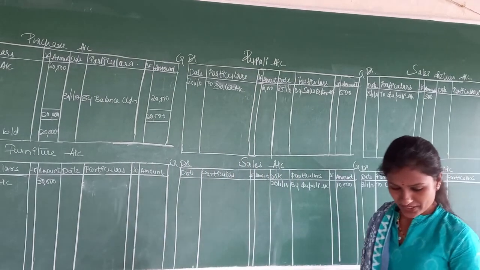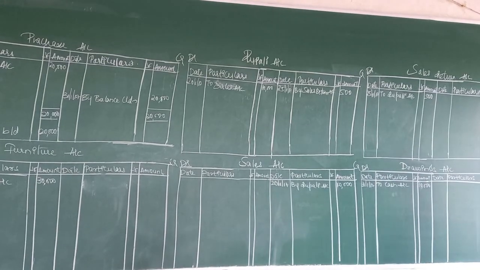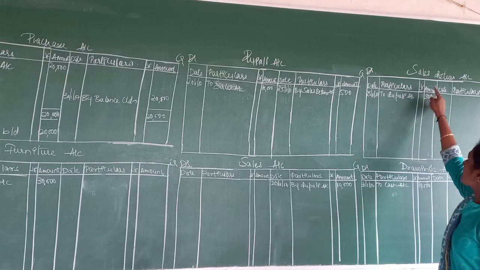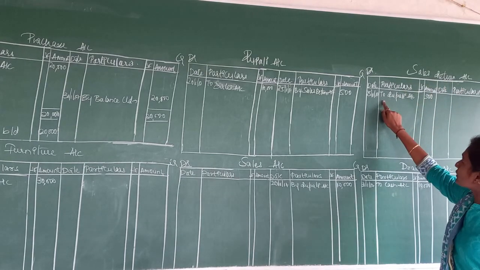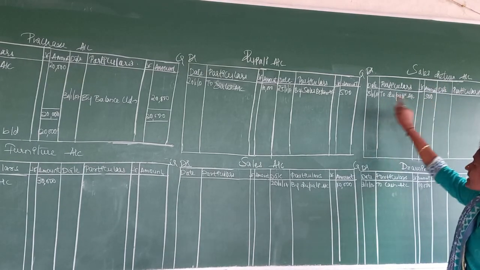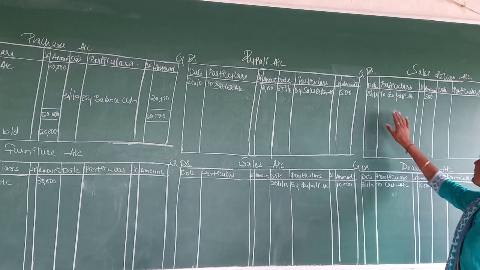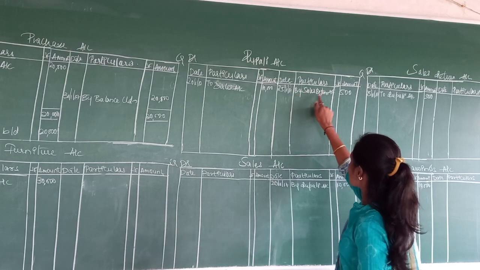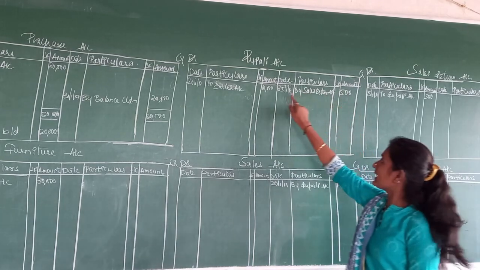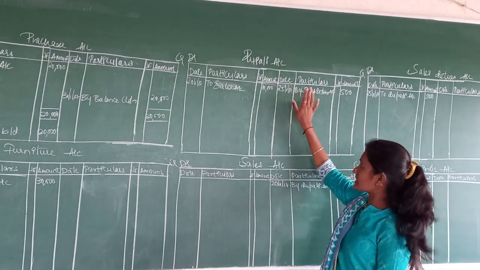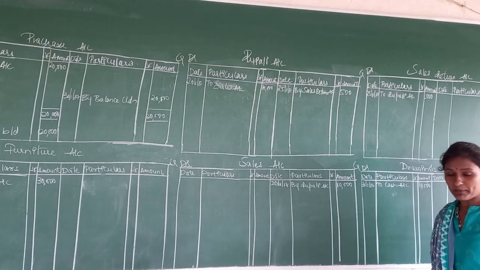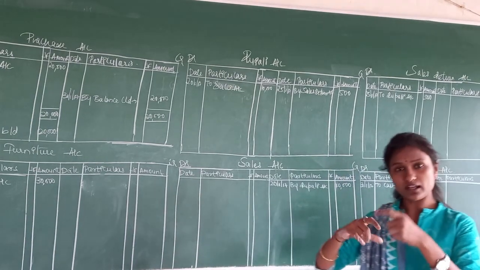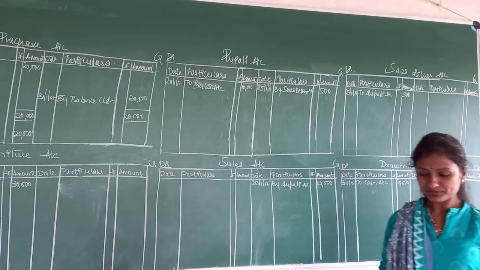The next journal entry is sales return account debtor to Rupali account. You can see I have written it already: in sales return account we need to write to Rupali account, of 500 rupees, and the date is the 25th, right? And in Rupali account we need to write by sales return account, of 500, and date is 25/1/2017. So this journal entry has been completed, that is we go in the opposite direction, right?